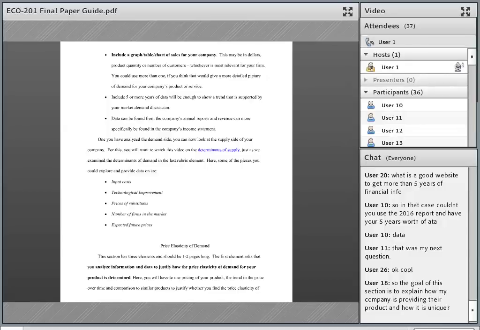So Rob B asks, so the goal of this section is to explain how my company is providing their product and how unique it is. The first part, yes, how the company is providing their product. So how are they producing it? How have any of these determinants of supply impacted them? You can get into a little bit of how unique it is.